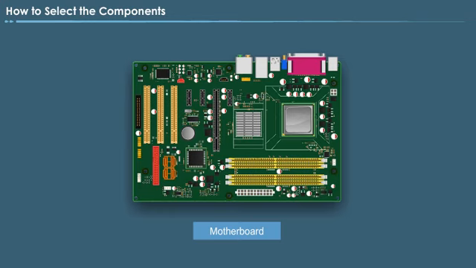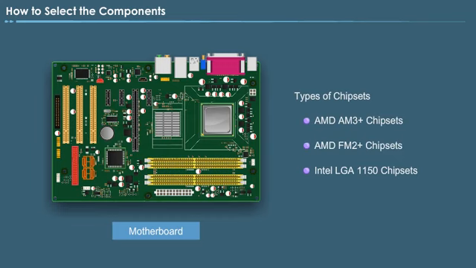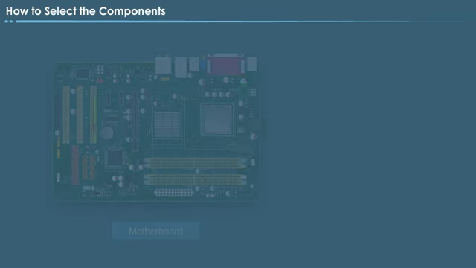Chipsets. The gateway between a processor and other components is a set of interface controllers, generically called the chipset. Chipset is a set of electronic components in an integrated circuit that manages the data flow between the processor, memory and peripherals. It is usually found on the motherboard. Chipsets are usually designed to work with a specific family of microprocessors. The types of chipsets are AMD AM3 Plus chipsets, AMD FM2 Plus chipsets and Intel LGA 1150 chipsets.